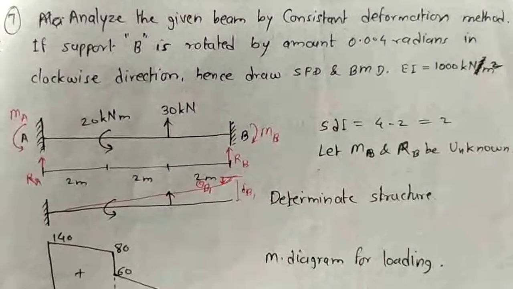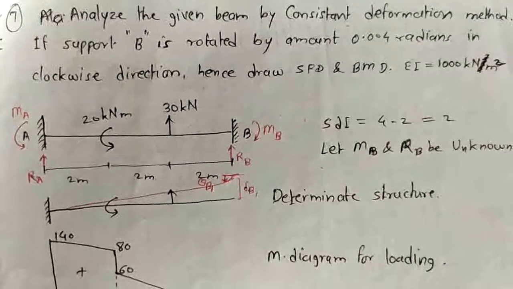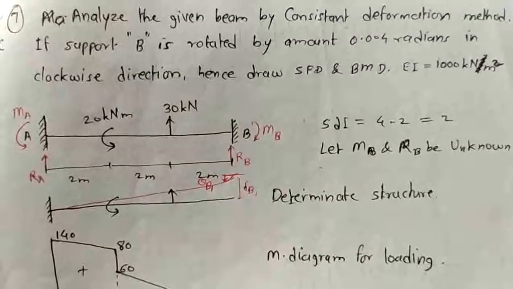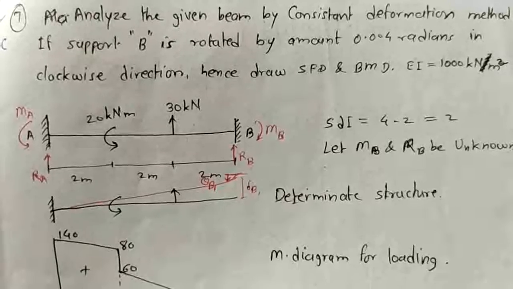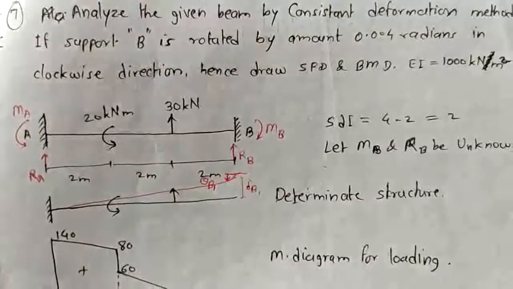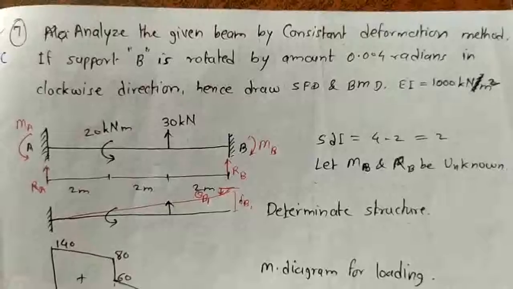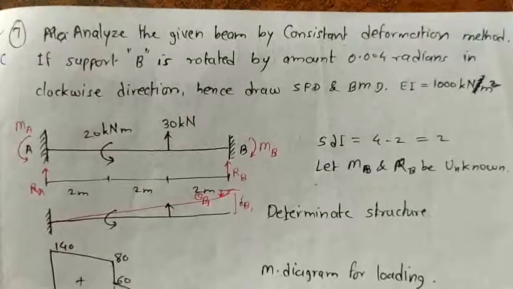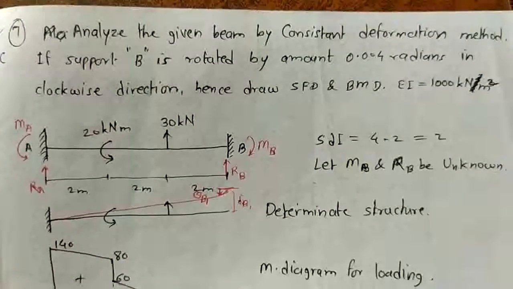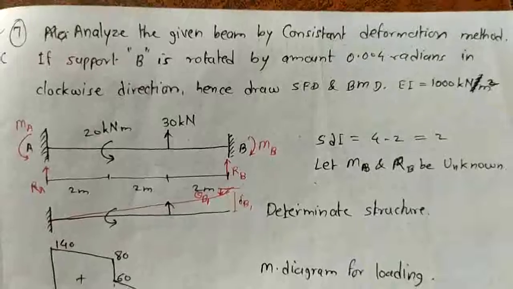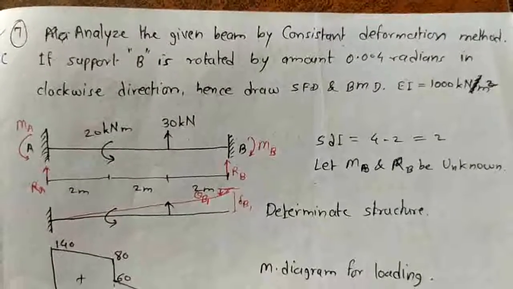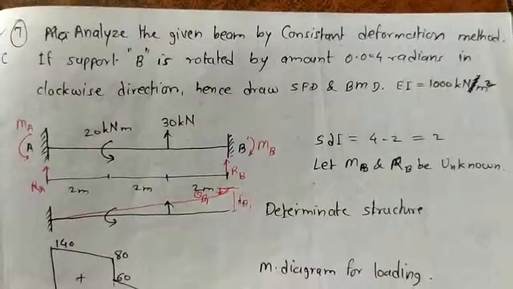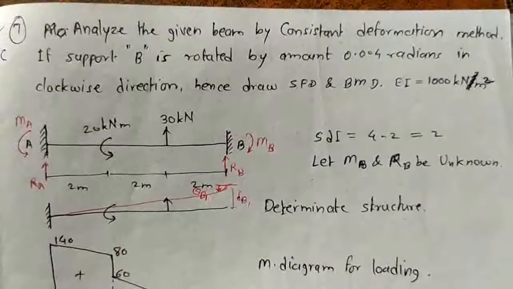That's why I have shown the reactive components, that is RA, RB, MA and MB. Of course, if you observe the loading pattern, there is no application of horizontal force. That's why there will not be generation of any horizontal reactive component. That's why I have not shown HA and HB. So the unknowns are only RA, RB, MA and MB. So there are a total of 4 unknowns.